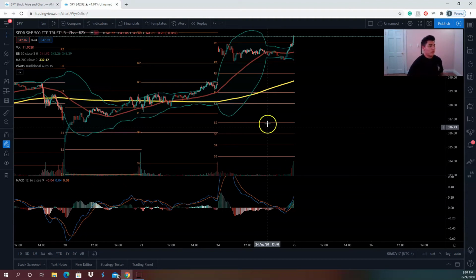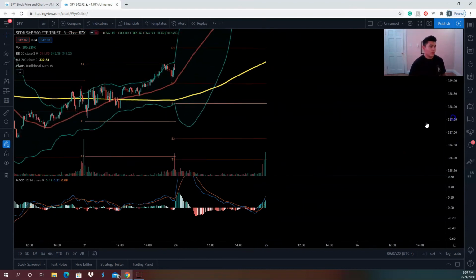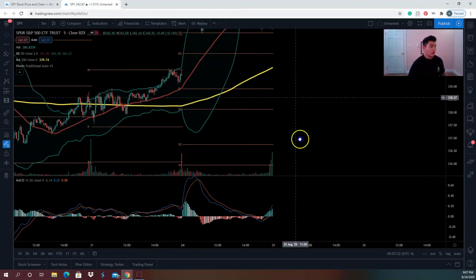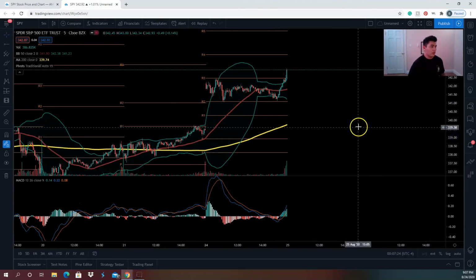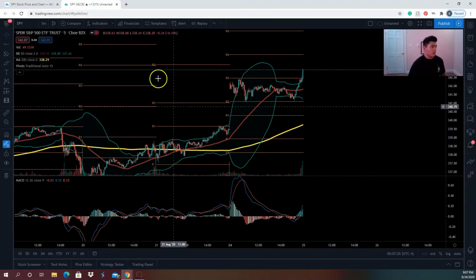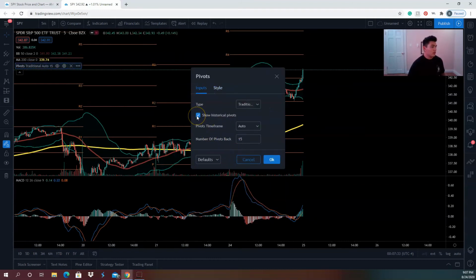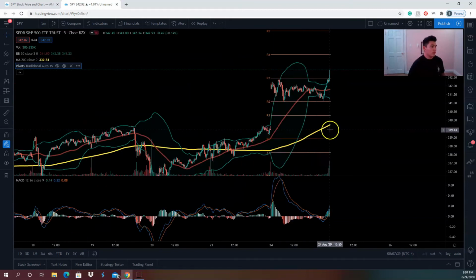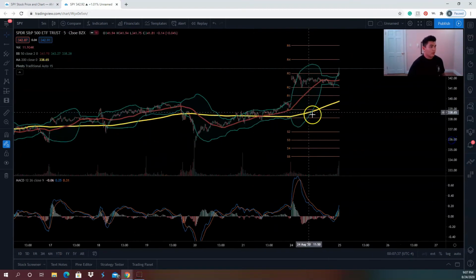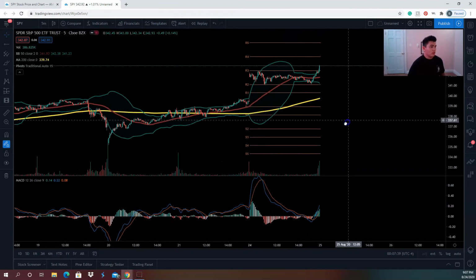So it's very, very important that you have something doing the job for you. So here I have all my support and resistance graphed out for me. But of course, this is too confusing having all these back here. So what I'm going to do is this. I'm going to go to my settings, go to my inputs, and then show historical pivots. I'm going to take that off. Okay. And then boom, we have all the support and resistance levels that we could ever need.